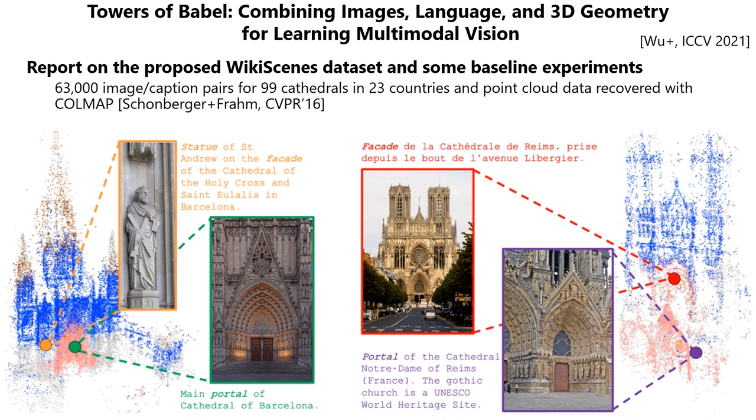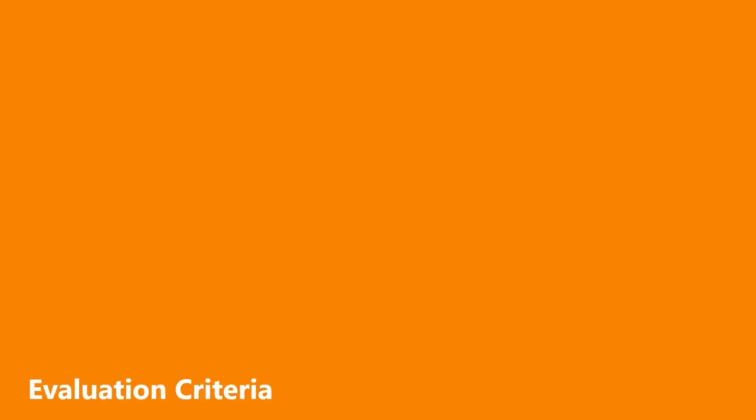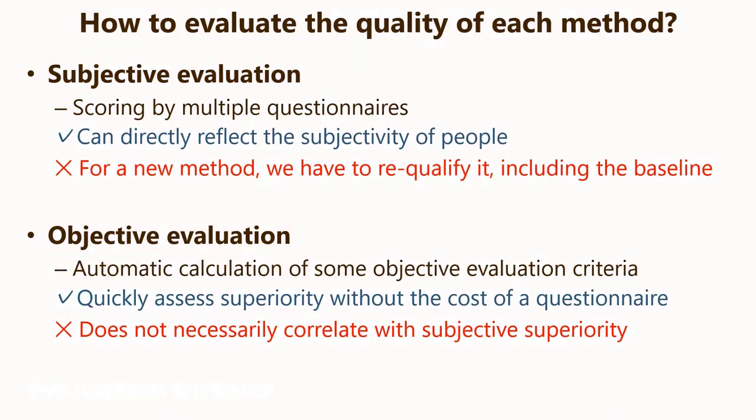So now I'd like to talk about evaluation metrics. One of the concerns of vision and language is how to evaluate the quality of a certain method for a certain task. And the simplest way to do that is to take a subjective evaluation. The first advantage of this way is that it directly reflects people's subjective opinions.